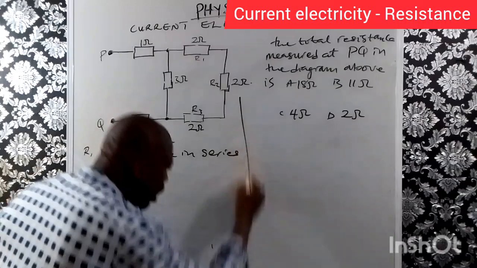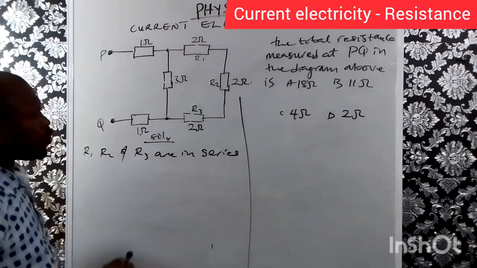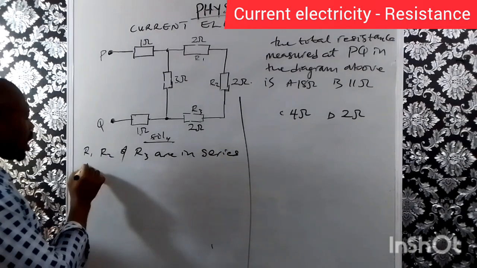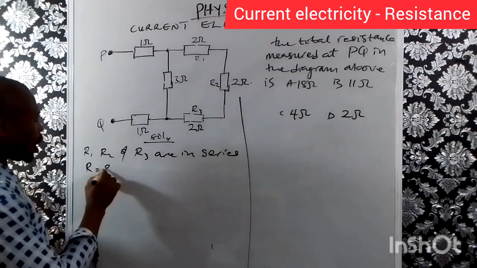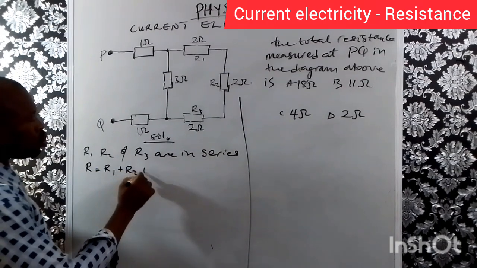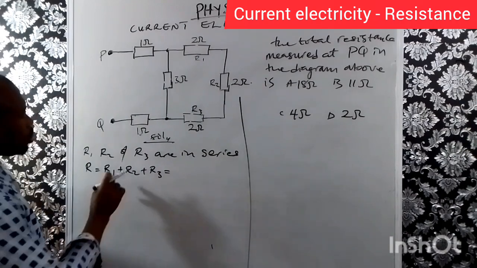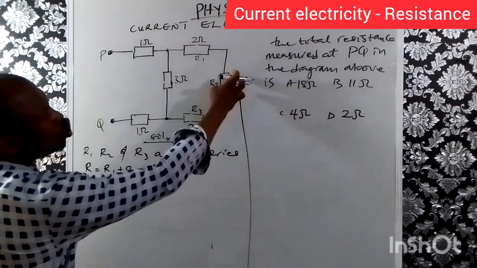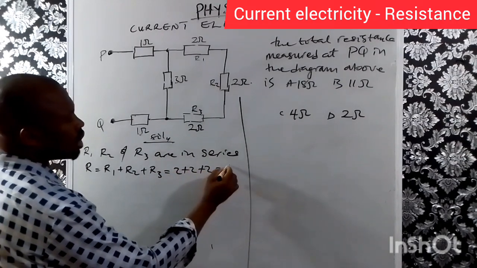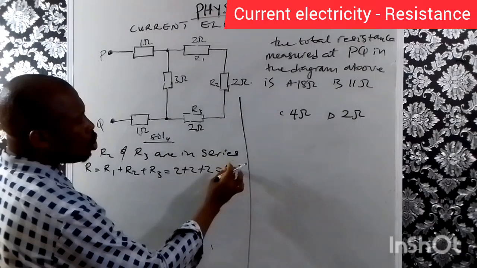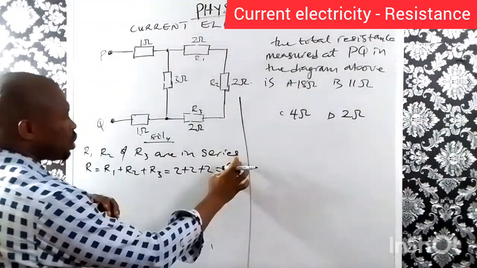So I want to divide the board into two. So we will resolve it. Now if we resolve it, we have that the total resistance in series gives us R equals R1 plus R2 plus R3, which will give us R equals 2 plus 2 plus 2, which will give us 6 ohms. Now, having resolved this, we have a single value.